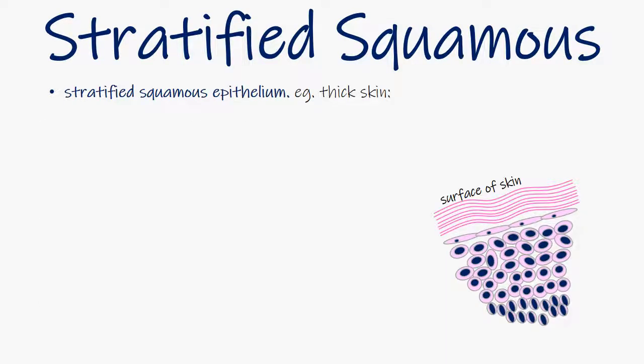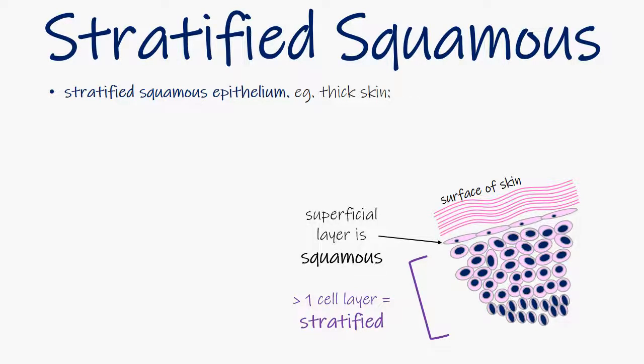Let's look at an example of how we assemble a stratified squamous epithelium. As shown in the schematic on the right, there are multiple layers of cells, and this means the epithelium is stratified. The most superficial layer is squamous in shape, and so we now call it a stratified squamous epithelium.